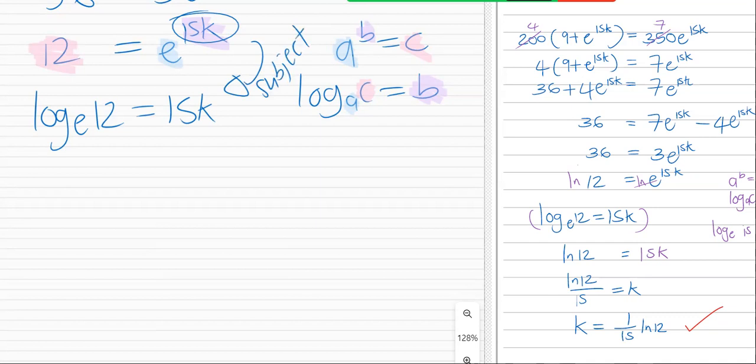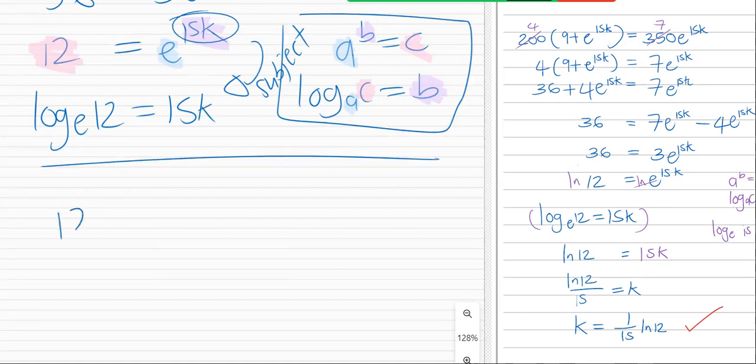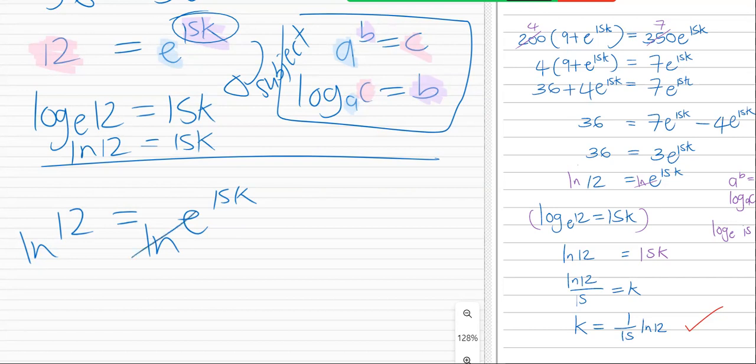Okay, so log_e is ln. So this is sort of the old way of doing it. Another way you could do it is, the opposite of e is ln. So you could just ln both sides. Quick way, ln both sides. This ends up being ln 12. But if you ln both sides, ln of e is the reverse, so they just cancel out, and you end up with ln 12 equal to 15k.